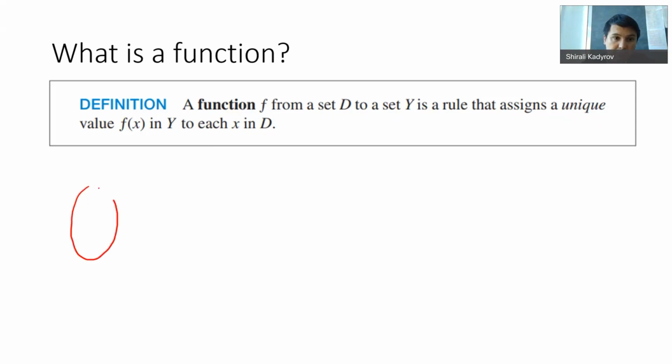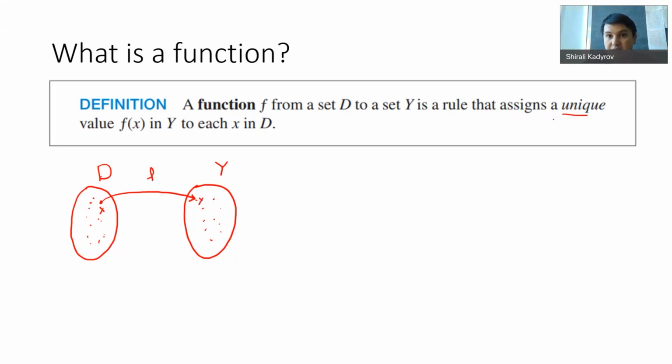So you have a set D and you have a set Y, right? Set means we have elements in it. In both sets, we have some number of elements. And this is a rule, so it assigns. To each value in D, let's say a point x, it maps or assigns some element y. So that's my f. And what is important for this function is that it needs to be a unique value in here.